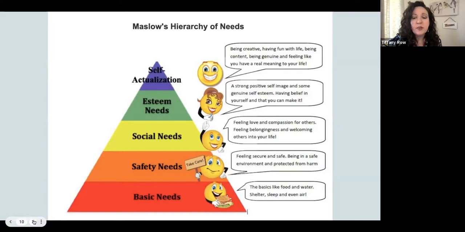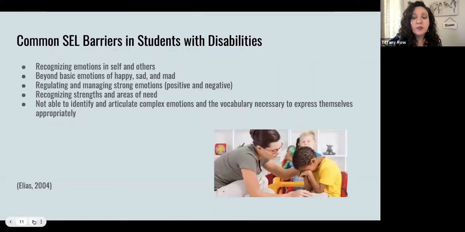And specifically, there are some barriers to social emotional learning for students with disabilities. And this is shown in the research. Now, of course, not all students with disabilities are going to experience all of these. Some students with disabilities might not have any of these barriers, and some might have several. But these are the issues that come up consistently in research for students with disabilities.